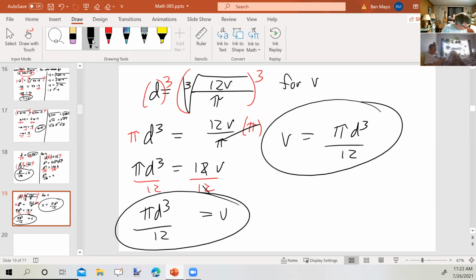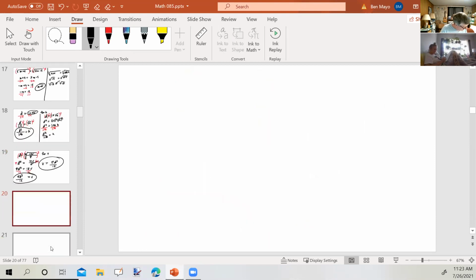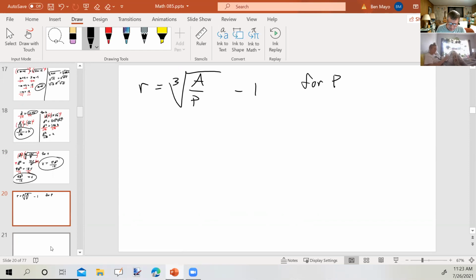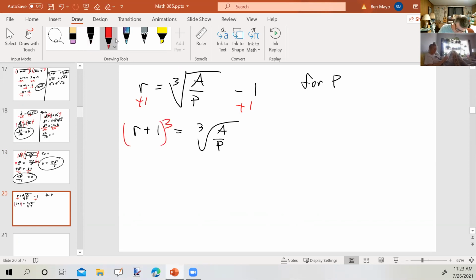Let's see here. Let's take a look at this one. R equals the cube root of the quantity a divided by p, minus 1. The minus 1 is outside of the radical, and we are to solve for p, which is in the denominator inside a cube root. Okay, so the first thing I'm going to do is add 1 to both sides of the equation in order to isolate the radical. Okay, since it's a cube root, now I'm going to cube both sides. So I get r plus 1, the quantity cubed, equals a over p.